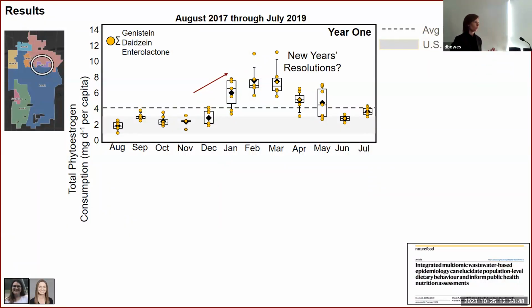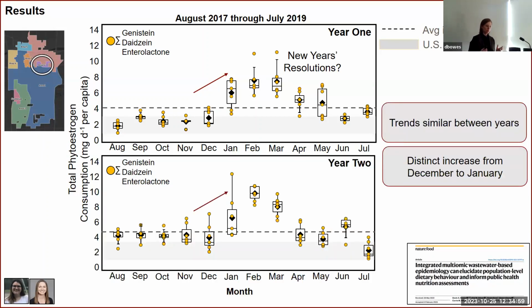But we thought, are we actually measuring a behavior change at the start of the new year? Is this New Year's resolutions? What I did was I just wanted to repeat this for a second year. So I did, and we saw that same exact trend, except a little bit more dramatic from January into February here. So what essentially we concluded here is the trends seem to be similar between years, which is giving us an indication that we could very well be collecting information that is a behavior change.